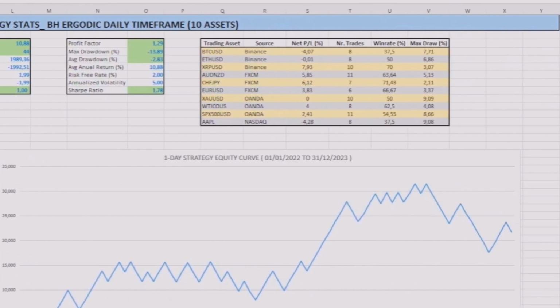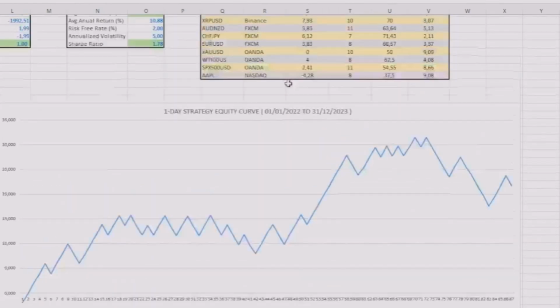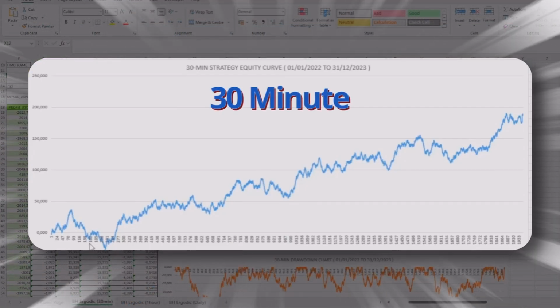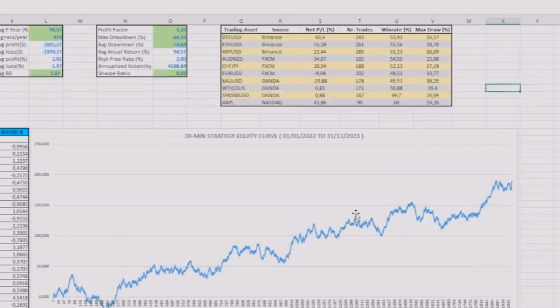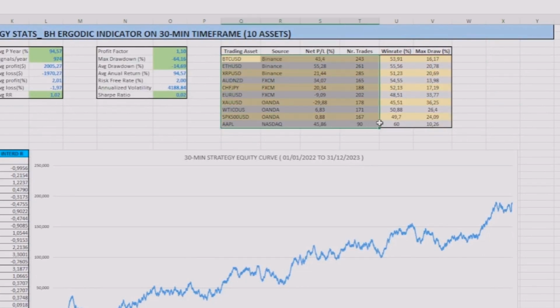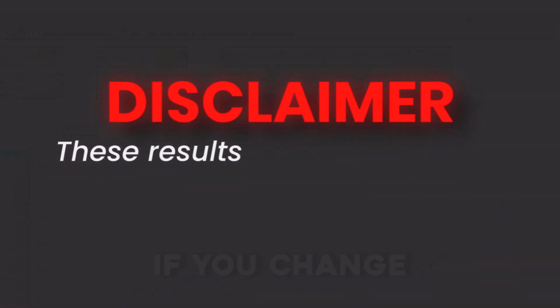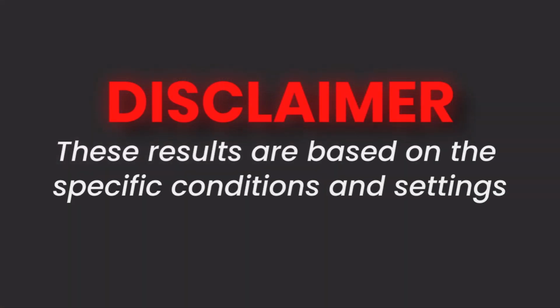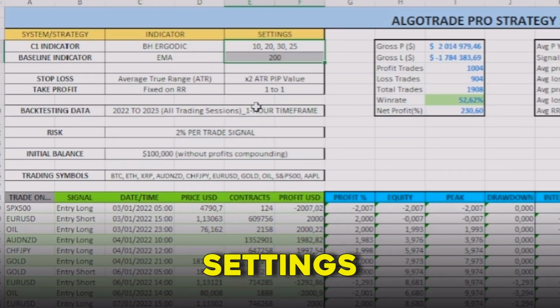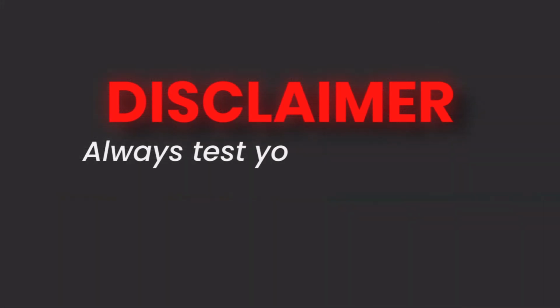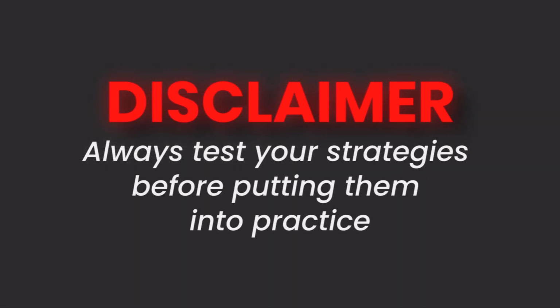Overall, based on this backtest, we can see that the BH Ergodic indicator performed quite well, especially in the 30-minute and 1-hour time frames. Its consistency across different time frames and markets is a good indicator of its robustness. Of course, keep in mind that these results are based on the specific conditions and settings I used for this test. If you change the conditions, settings, or even the assets, your results may change. So always test your strategies before putting them into practice.